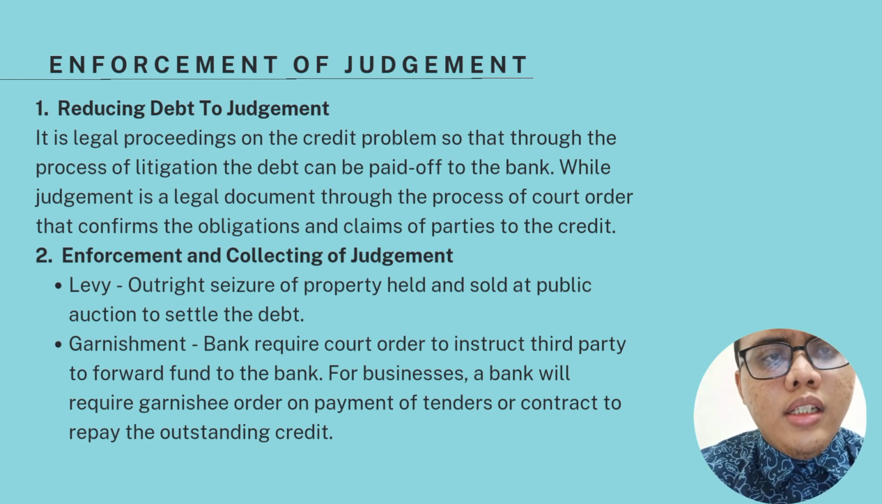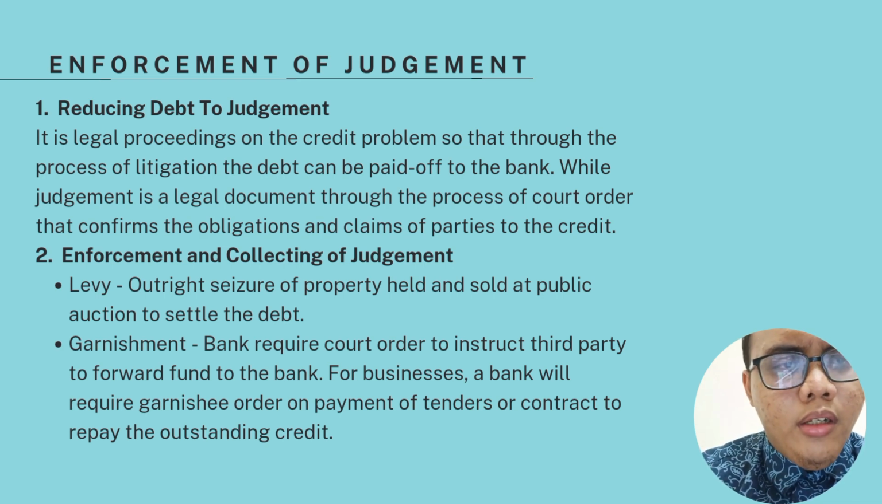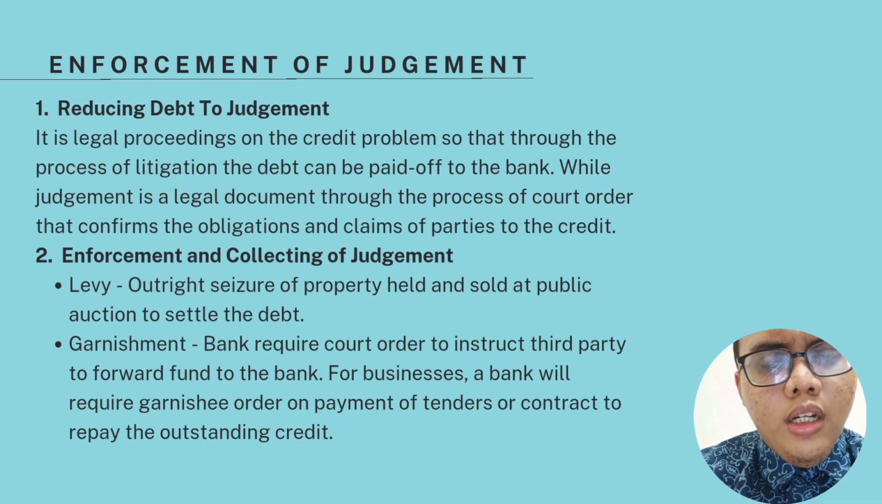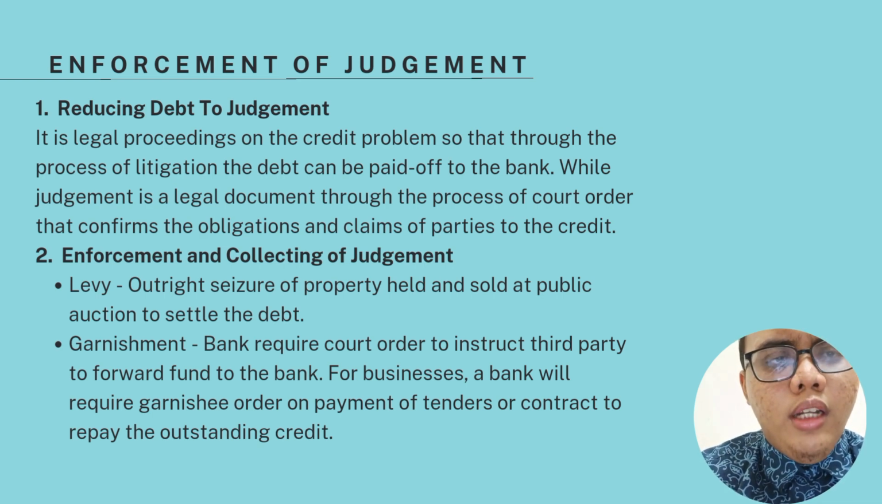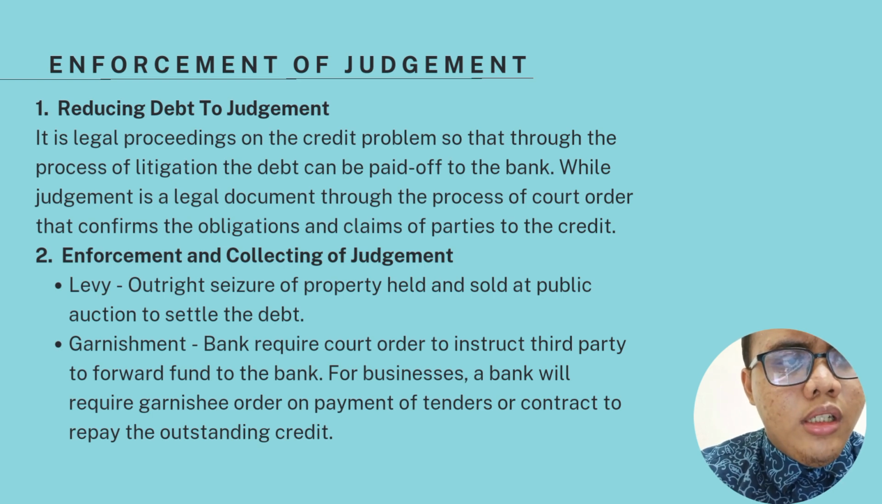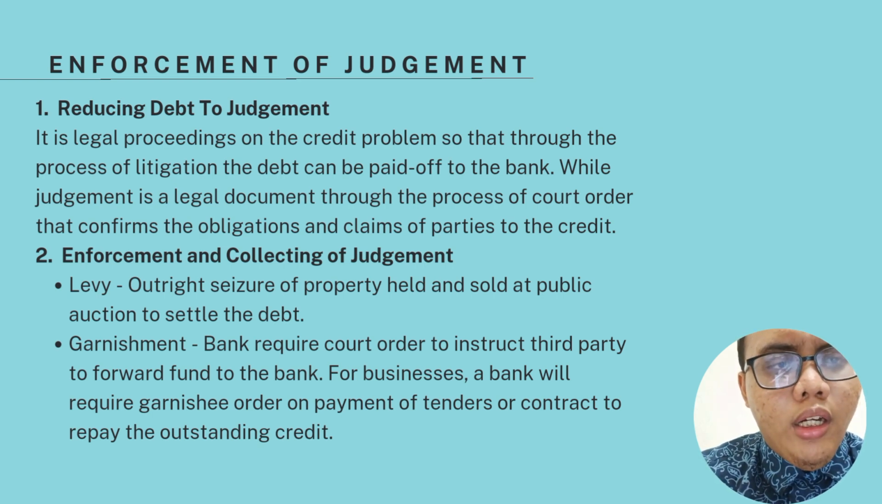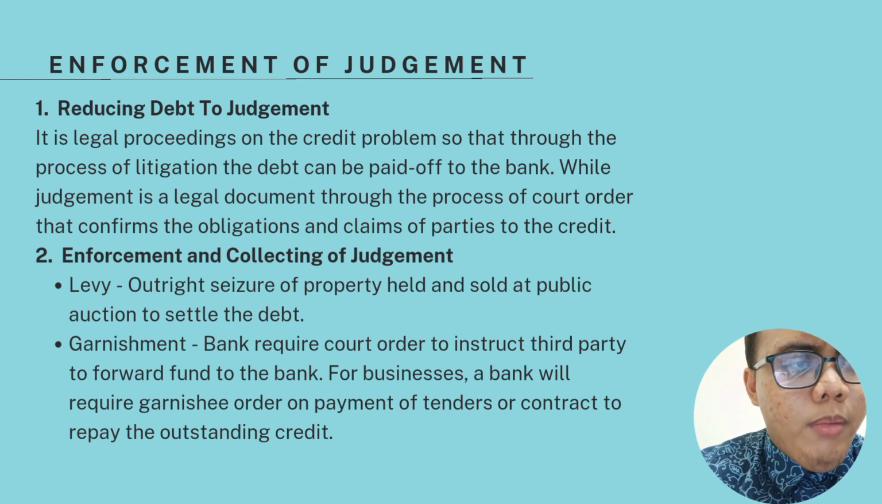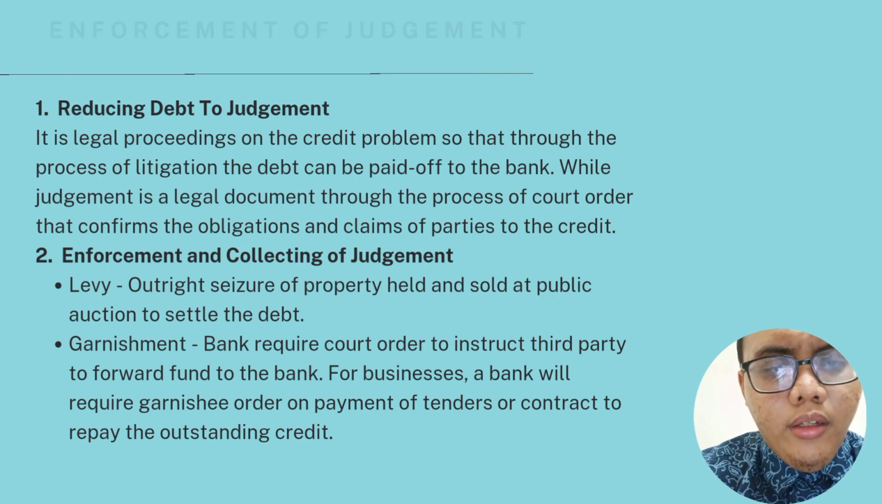The second step in enforcement of judgment is enforcement and collecting of judgment. Under enforcement and collecting of judgment, there are 2 elements involved, which is the first one, levy. Levy is outright seizure of property held and sold at public auction to settle the debt. The second element is garnishment. Bank requires a court order to instruct a third party to forward funds to the bank. For businesses, a bank will require a garnishee order on payment of tenders or contracts to repay the outstanding credit.